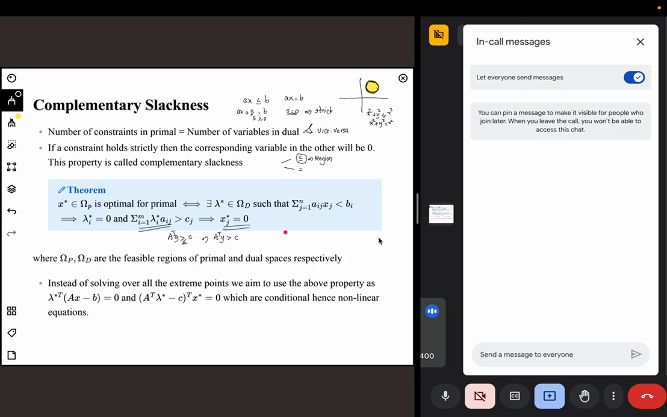In the original problem, we have Ax less than or equal to b. If it is strictly whole, Ax less than b, if we know that it is less than b, then definitely lambda star has to be 0. There is no other way. They are the optimal solutions, just to differentiate between the normal variable and optimal variable.